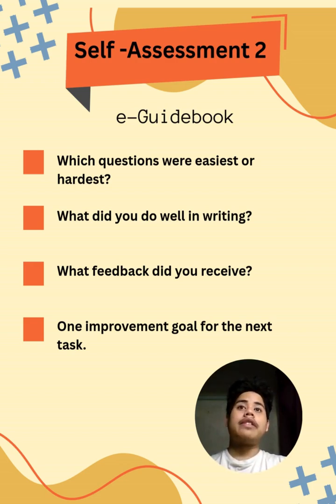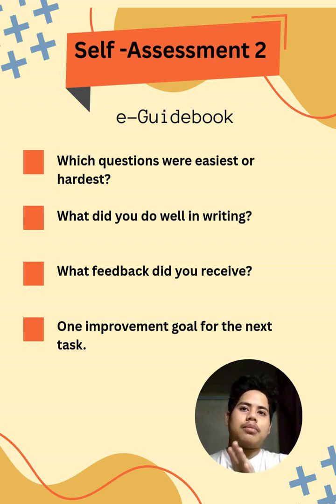As you can see in self-assessment 2, which questions were easiest or hardest, what do you do well in writing, what feedback do you receive, one improvement goal for the next task. And after the student finishes part 1, which is CT1 and WT1, the teacher must give reflective feedback for the student to know what they can improve, and what they can reflect back on their own skill of comprehension and writing skill.